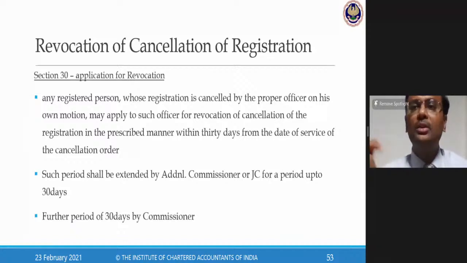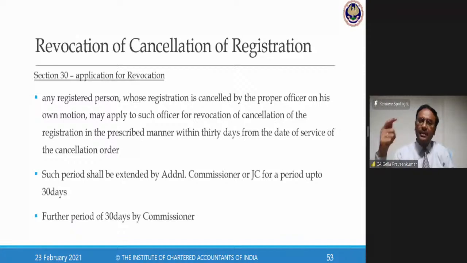Let me make myself good. So what I will do, I'll come voluntarily, I'll pay my taxes to the government. Once I have paid my taxes, I'll make an application with the officer concerned saying that, look, you have called for cancellation. Within a period of 30 days, I have made all these things good. So kindly revoke the cancellation. That means call back your order for cancellation.